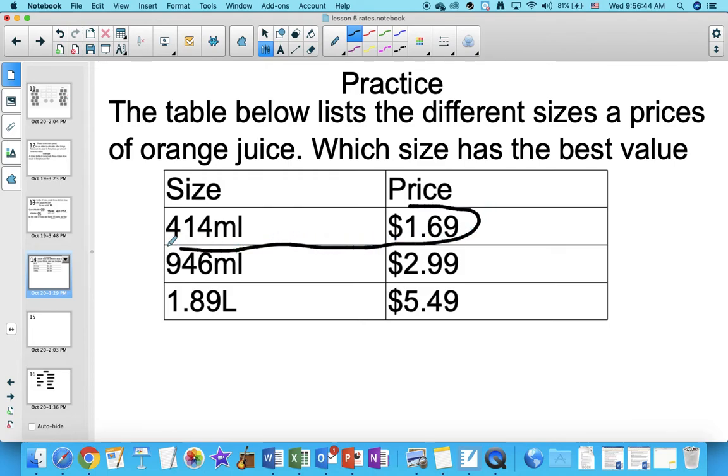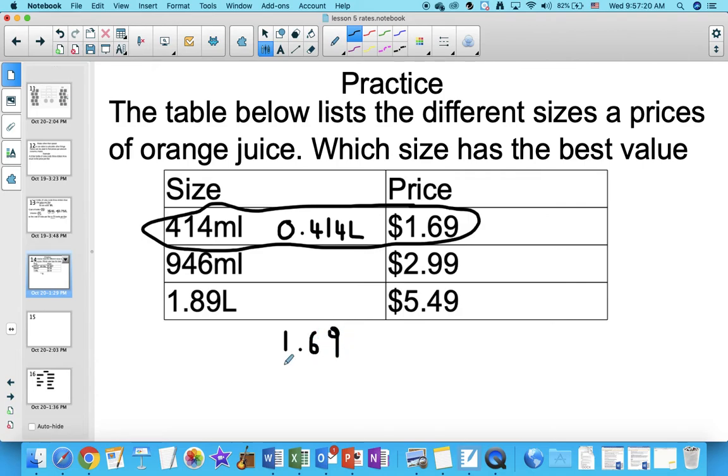this one here, right? You want to find out how much it costs per liter, or you could do it per milliliter. I'm going to do it per liter, right? So if I want to do it per liter, I need to convert these into liters. This one's already liters, so that's fine. And this is easy. So 404 milliliters is the same as saying 0.414 liters. Perfect.